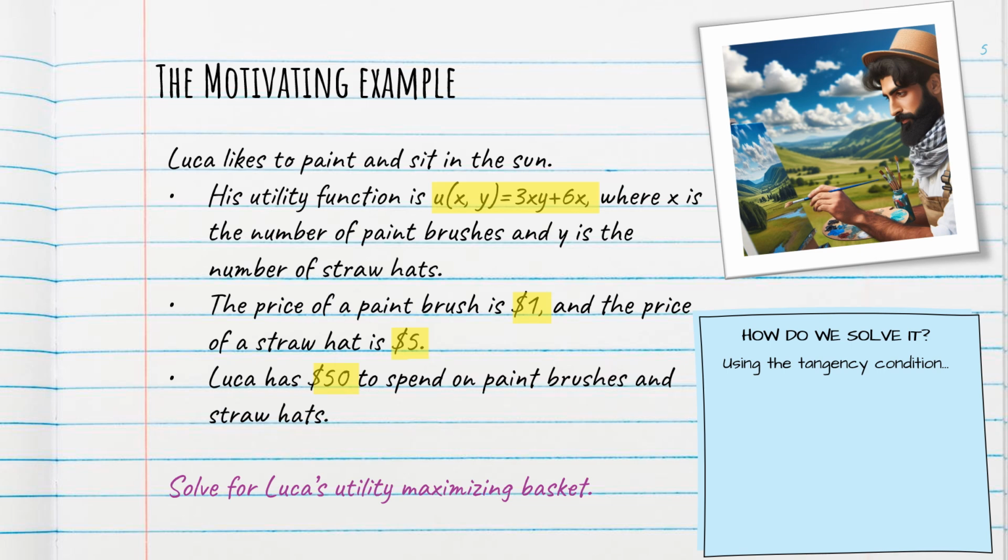We're going to solve it using the tangency condition, which tells us that the ratio of marginal utilities has to equal the ratio of prices. Now keep in mind what this tangency condition really is. We're setting the magnitude of the slope of the indifference curve equal to the magnitude of the slope of the budget line. So we're ensuring that we are achieving the highest possible indifference curve that is within our budget. And that's where the second condition comes from.